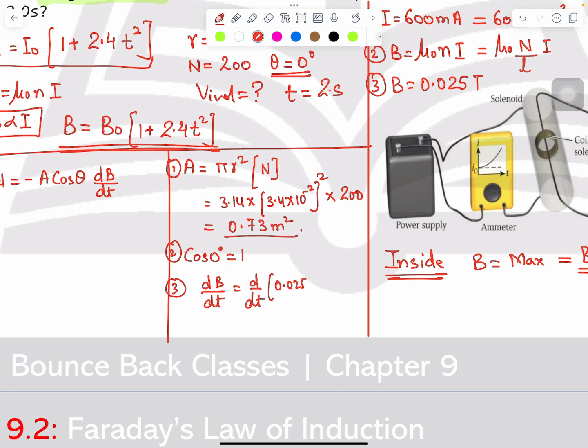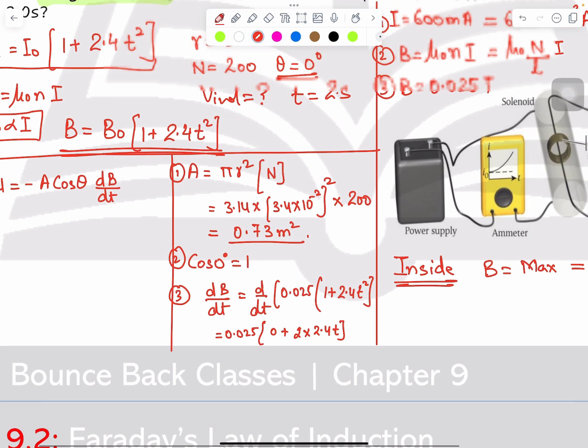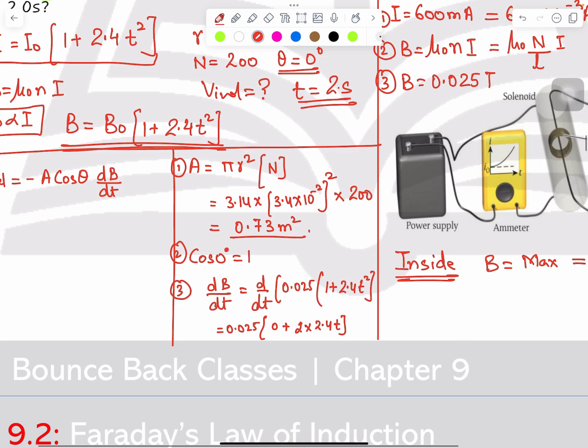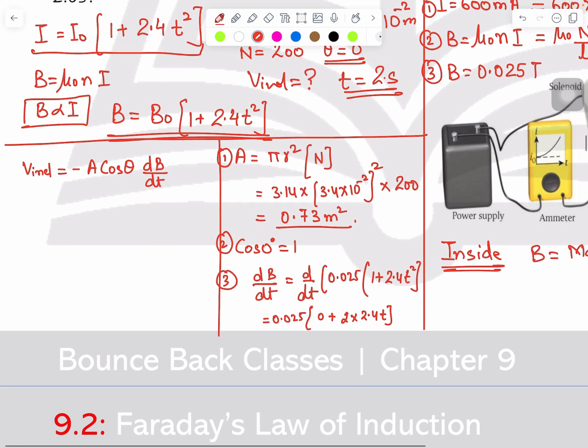0.025 bracket 1 plus 2.4 t square. Solve the differentiation. So can I say 0.025 outside, 1 is 0 plus 2 multiply 2.4 t. And t is given in the question. Time is given, 2 seconds. Put it here. Can you place it here? Now just place it here and solve it.